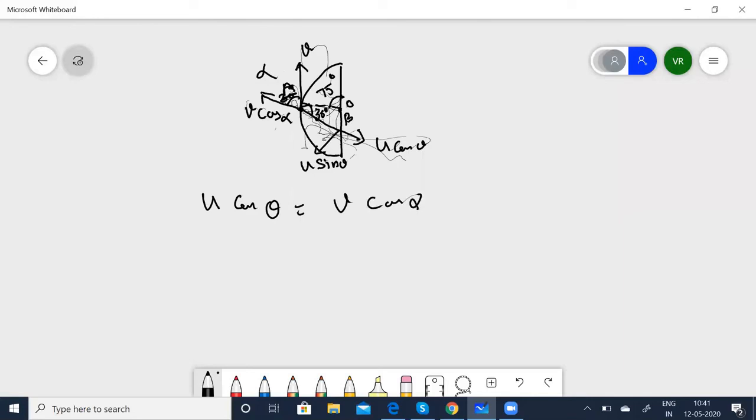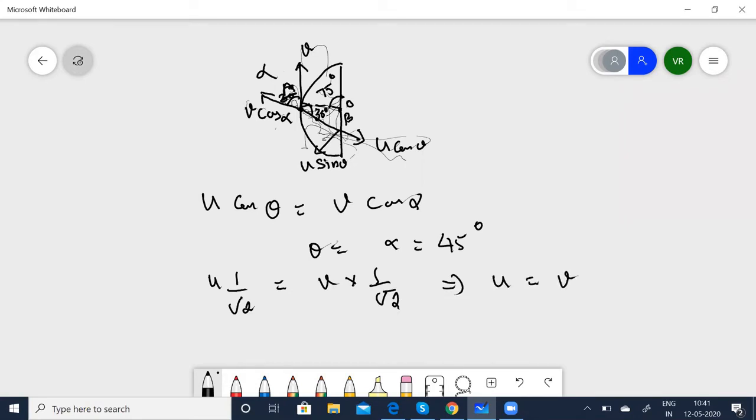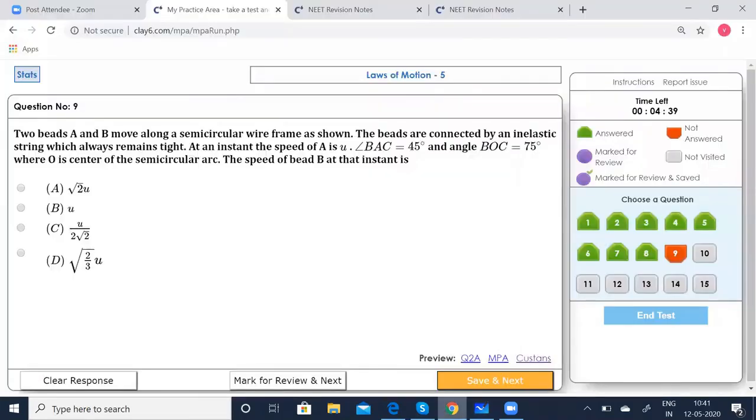Now, given theta is equal to 45 degrees, obviously you can see that alpha is equal to 45 degrees, right? So let me substitute that. In that case, I'll get 1 by root 2 is equal to v times 1 by root 2, which implies u is equal to v. Let's see which option is correct. Yeah, u equals v is right. Save that, go to the 10th question.